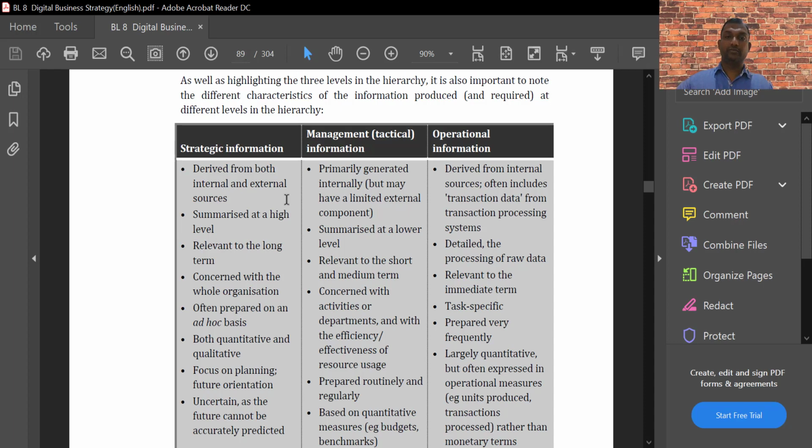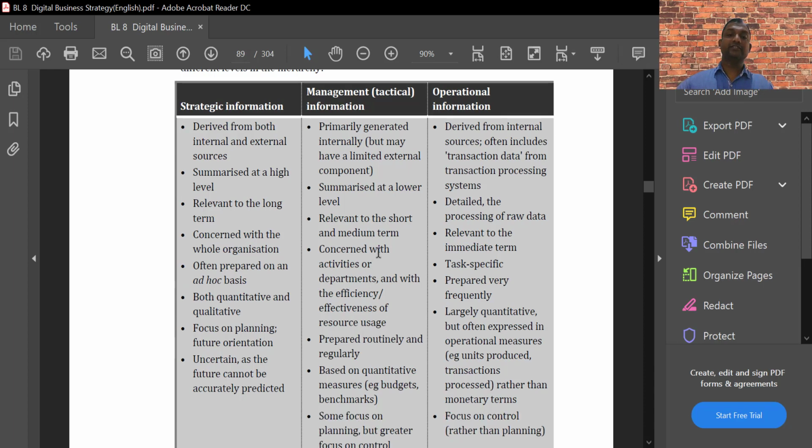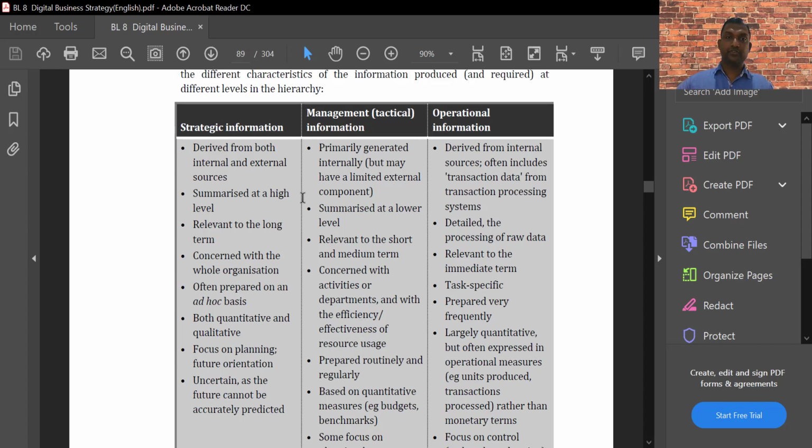attributes of strategic information. Management information is mainly generated internally, right? But sometimes there can be a small portion of external information as well, and it is summarized at a lower level, not at a higher level, right? And this information is relevant to the short and the medium term, not the long term, right? And this is concerned with activities of departments, and this is about the resource usage and how the business operates. So this is management information.